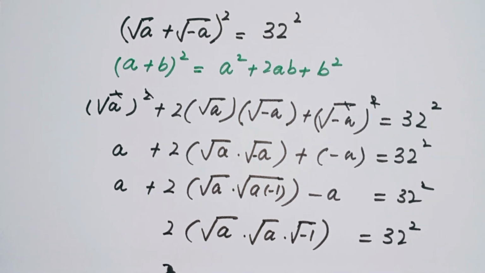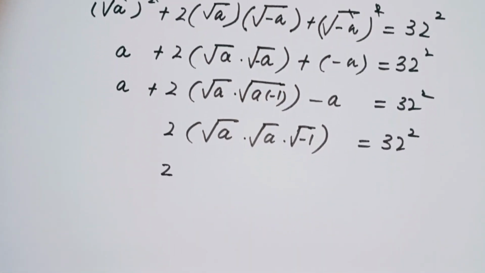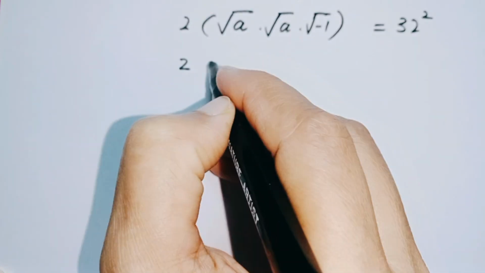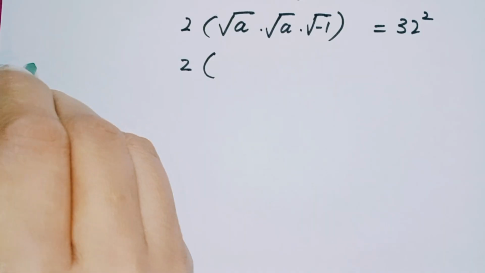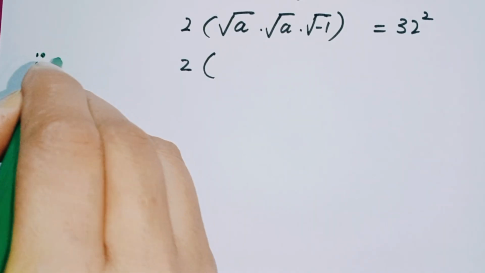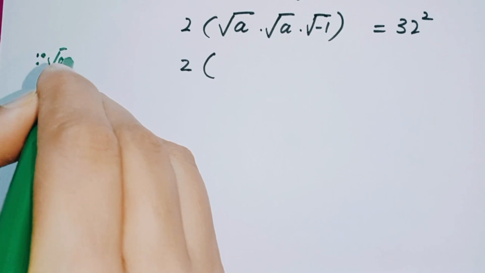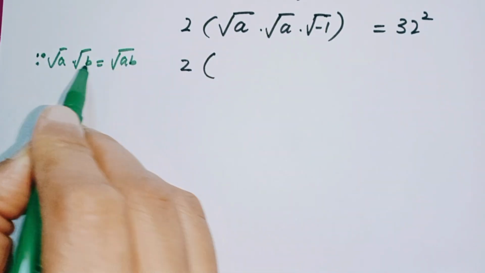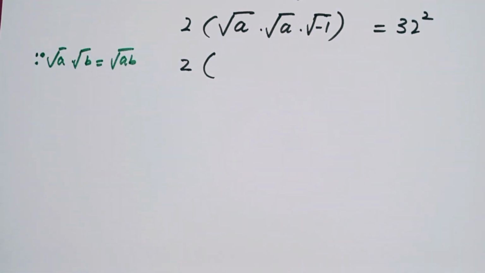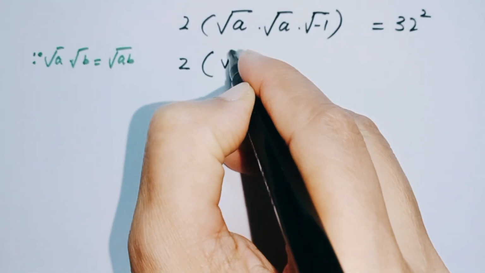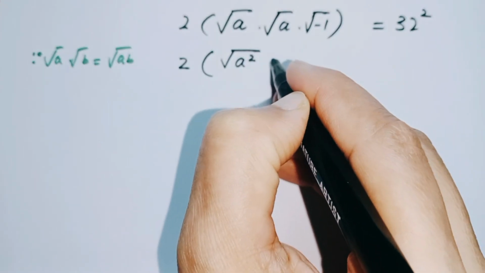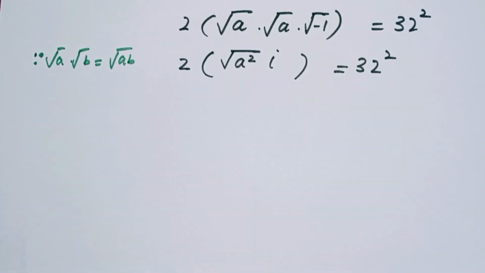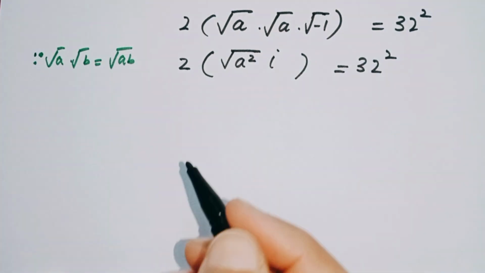So here, in the next step, we know the property that we have used in the previous step. That is, if we have square root a times square root b, we can write them together, square root of a times b. So here we will use this property in this step. So we will write square root a into square root a, that will give us a square times i, because square root of minus 1 is equal to i, is equal to 32 square.